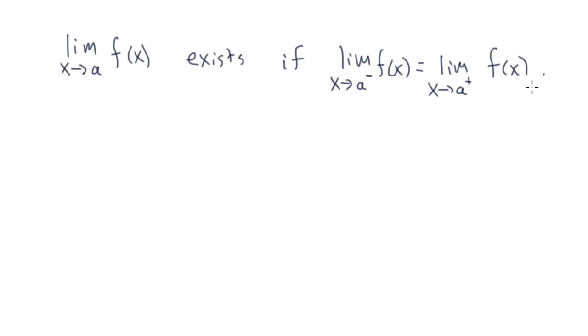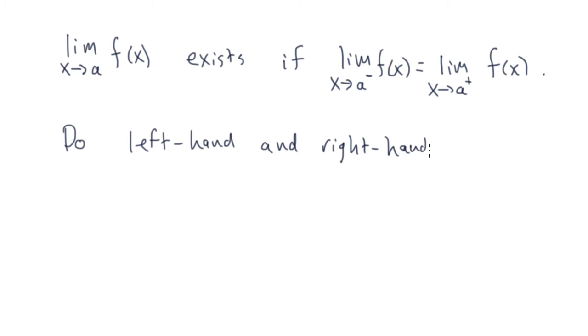So this kind of begs the question. The existence of the limit depends on the left-hand limit and the right-hand limit equaling each other. But do the left-hand limit and the right-hand limit always exist? So the question is, do left-hand and right-hand limits always exist?